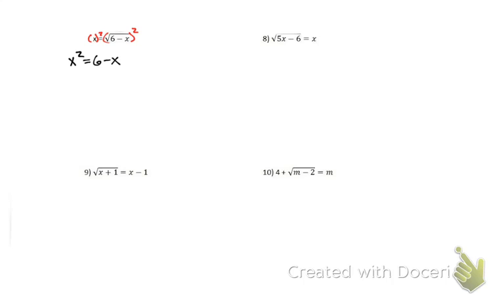Now, notice here that you are going to end up with a trinomial because you have three different terms. So you're going to want to do what we've always done with these trinomials and make this equal to 0 by adding x to both sides. I get x squared plus x equals 6, and then subtract 6 from both sides. And then I have x squared plus x minus 6 equals 0. And then you just have to remember how to solve a quadratic like this.